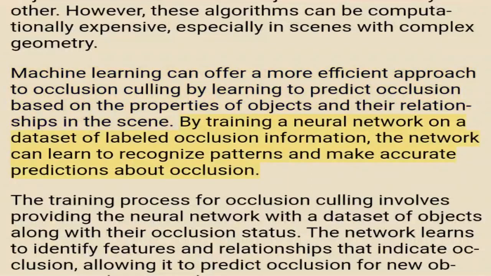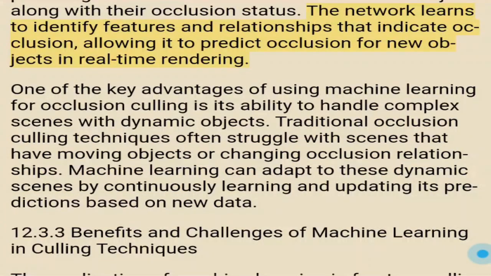By training a neural network on a dataset of labeled occlusion information, the network can learn to recognize patterns and make accurate predictions about occlusion. The training process for occlusion culling involves providing the neural network with a dataset of objects along with their occlusion status. The network learns to identify features and relationships that indicate occlusion, allowing it to predict occlusion for new objects in real-time rendering. One of the key advantages of using machine learning for occlusion culling is its ability to handle complex scenes with dynamic objects. Traditional occlusion culling techniques often struggle with scenes that have moving objects or changing occlusion relationships. Machine learning can adapt to these dynamic scenes by continuously learning and updating its predictions based on new data.